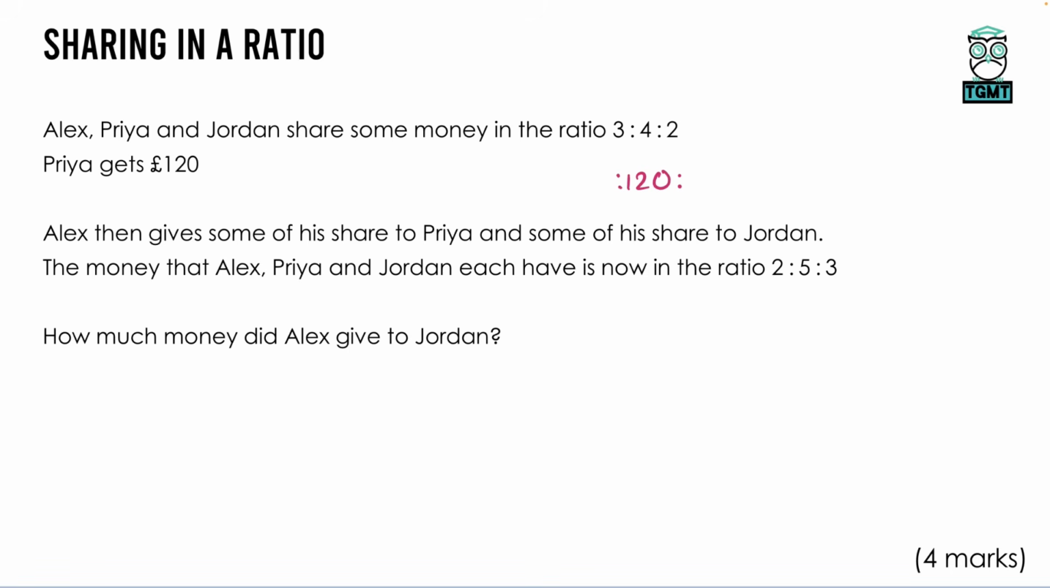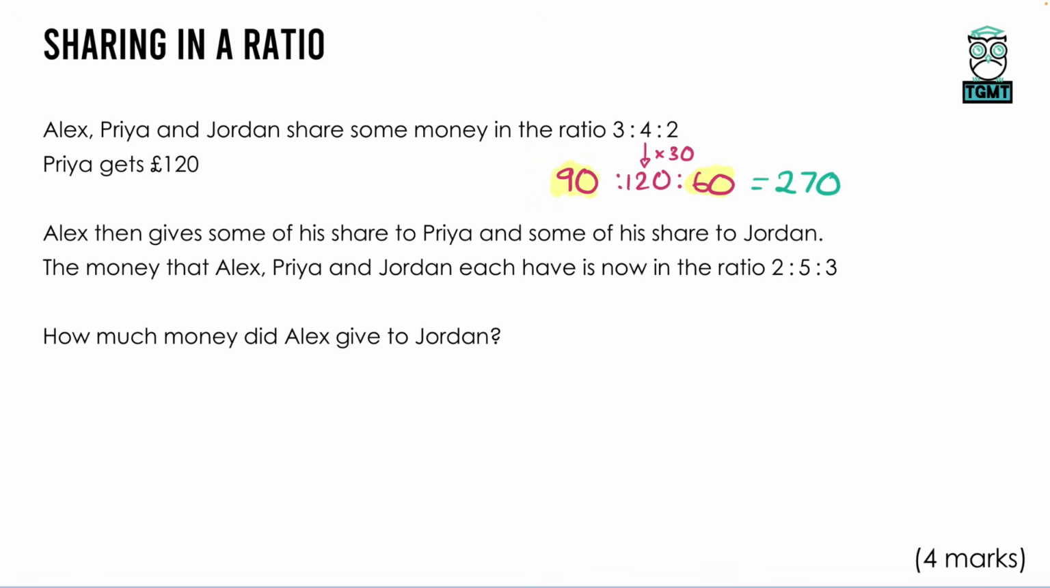So here we know to get from 4 to 120, we need to figure out what to divide by, or what we've multiplied by. So we can divide 120 by 4, which is 30. So all of these are getting multiplied by 30. So the 2 becomes 60, the 3 becomes 90. So we can now go ahead and add these together. So 90 plus 120 plus 60, and that adds up to 270. And in this particular scenario, Jordan had £60 and Alex had £90.